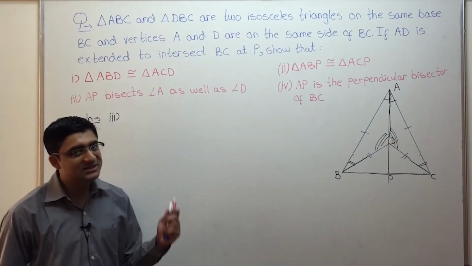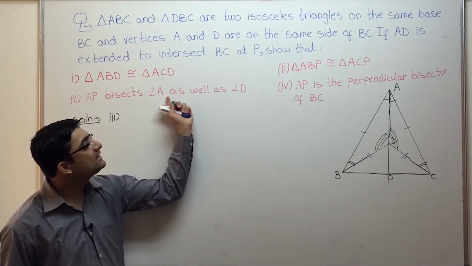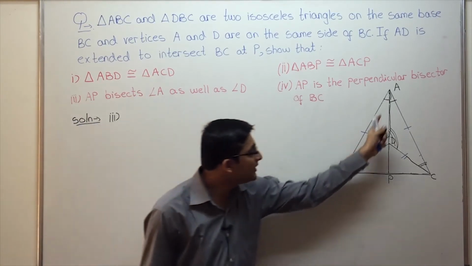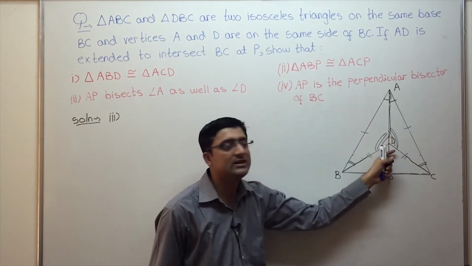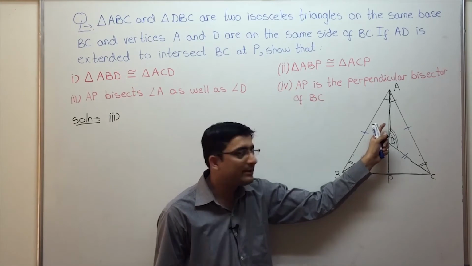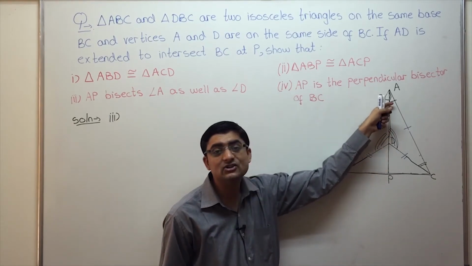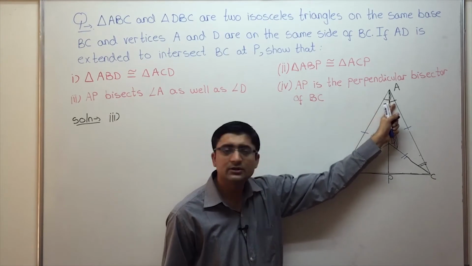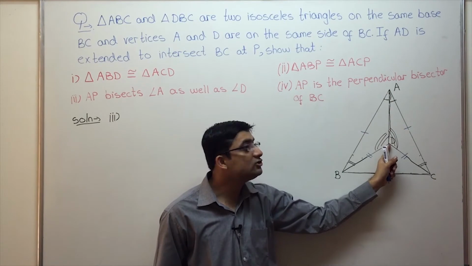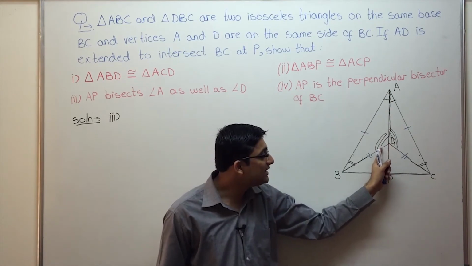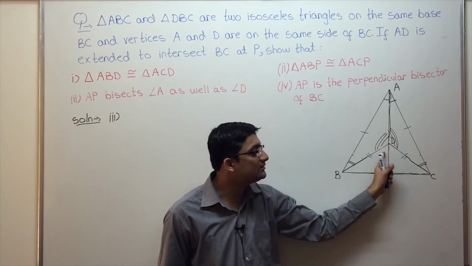So similarly, let's move on to the third part. In the third part, we have to show AP bisects angle A as well as angle D. So where is AP? AP is over here. We have to show it bisects angle A as well as angle D. So what do we mean by it? See, AP bisects angle A. That means AP is dividing angle A into two equal parts. So we've already shown these two angles are equal. So first part is done. Next, we have to show AP also bisects angle D. So this entire angle over here is angle D. So we also have to show that these two angles are equal.